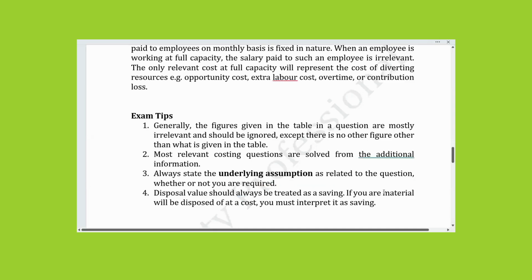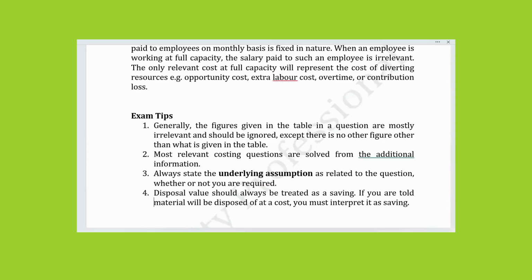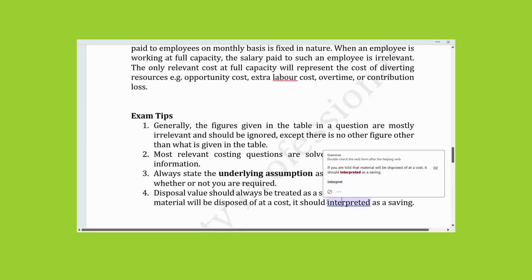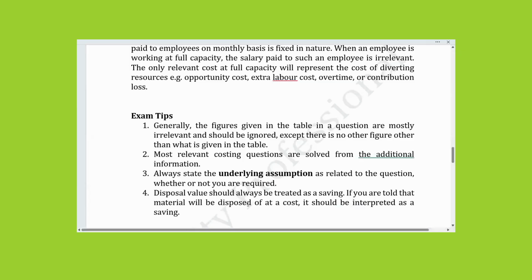If you are told material will be disposed of at a cost, it should be interpreted as a saving. All right. So that's that.